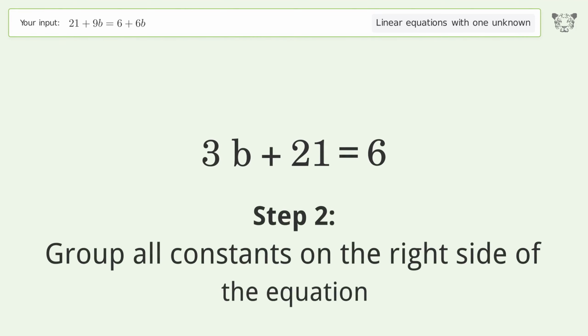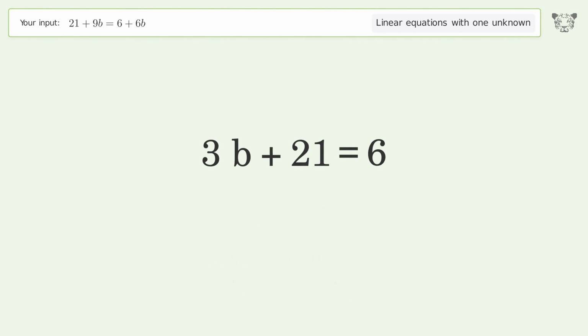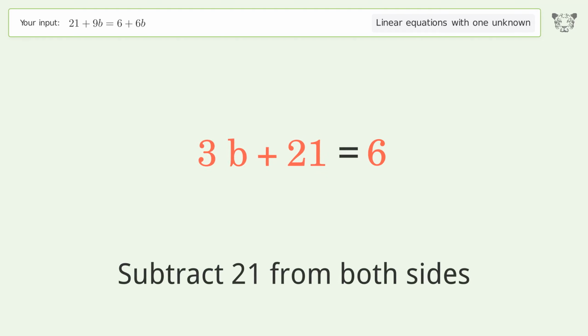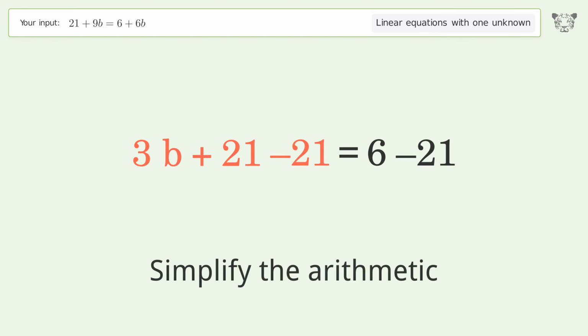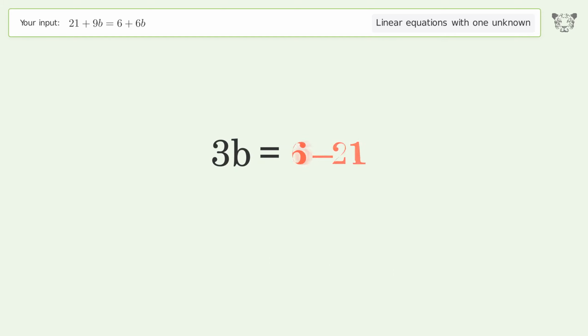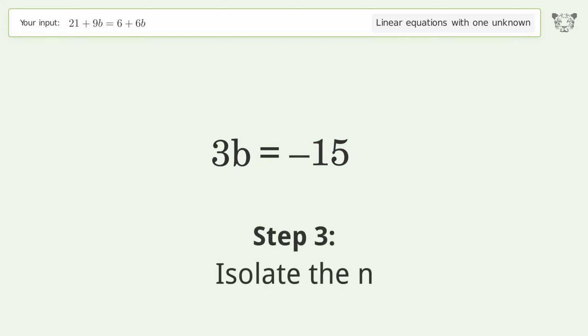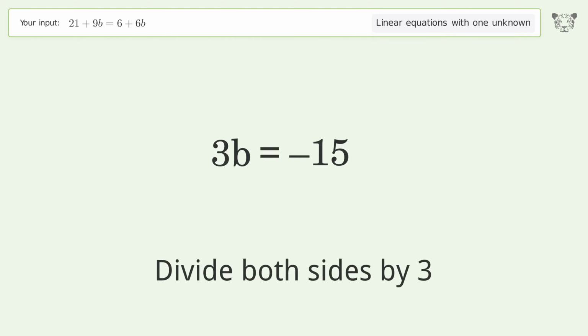Group all constants on the right side of the equation. Subtract 21 from both sides. Simplify the arithmetic. Isolate the b. Divide both sides by 3.